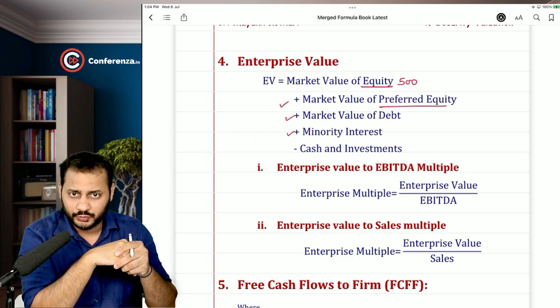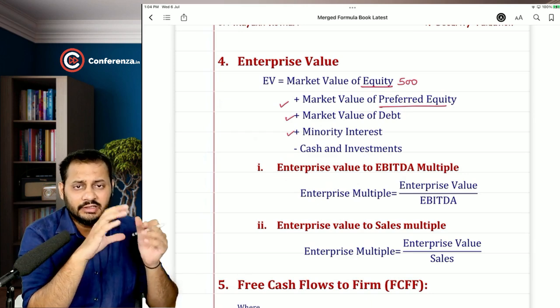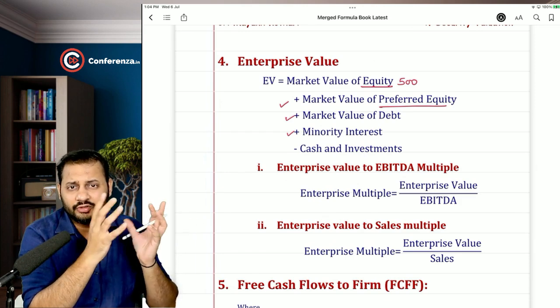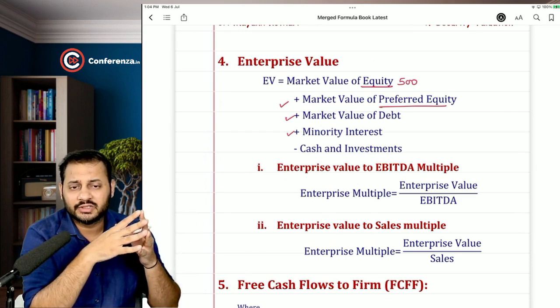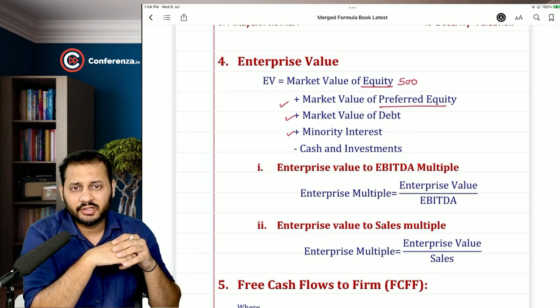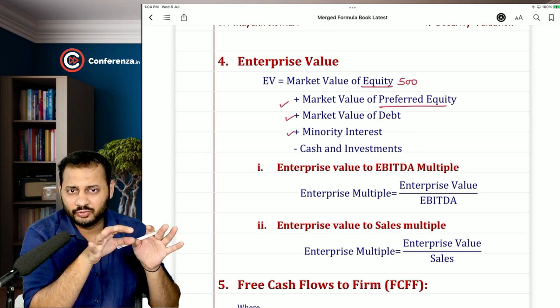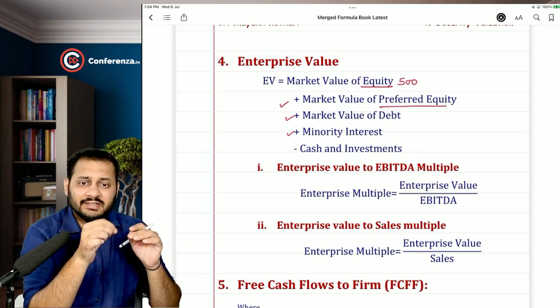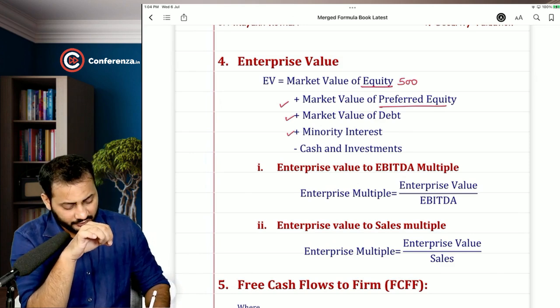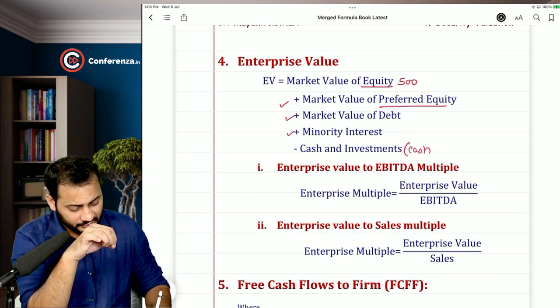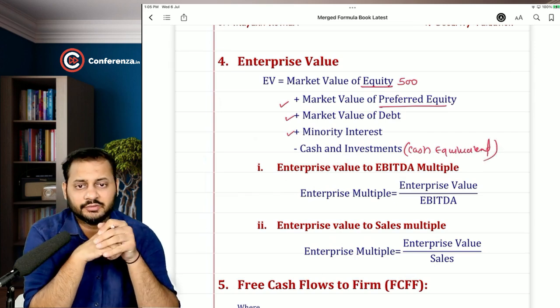consolidation issues, or we can say if the question is related to the consolidation of a holding company and subsidiary and all that, then that minority part will be there. Otherwise it will be zero most of the time. And then minus cash and cash equivalent. Investment means cash equivalent, which can be easily converted into cash.